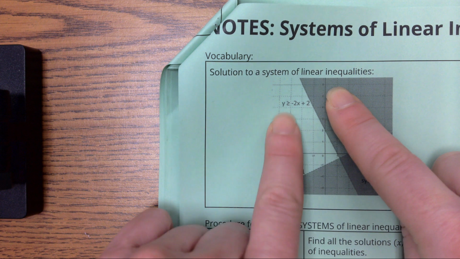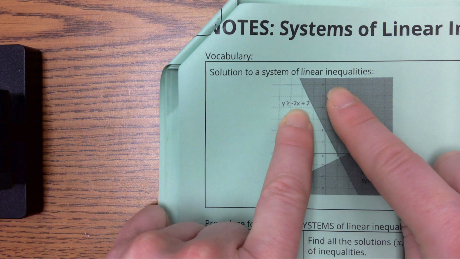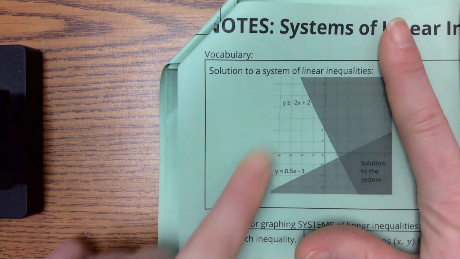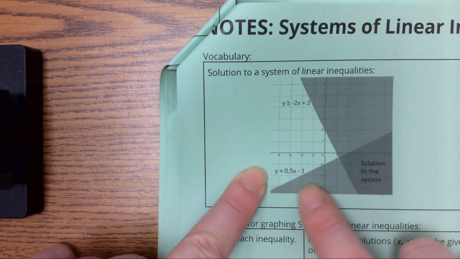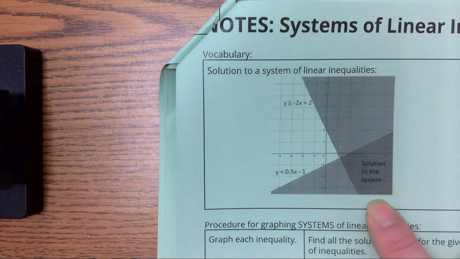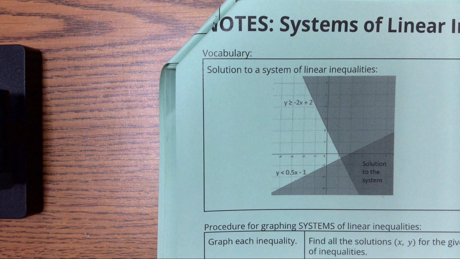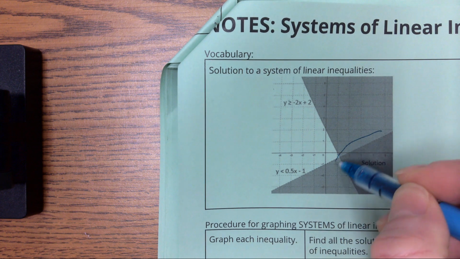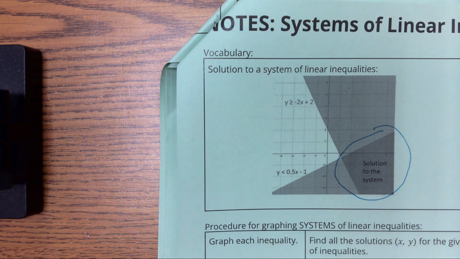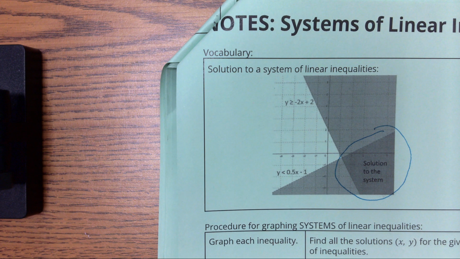Line y is equal to negative 2x plus 2, so that's that region over here. And then shaded below this line here, so where they overlap, I'm going to put a big circle. This is the region down here. And so the solution to the system would be where those shadings overlap. Okay.